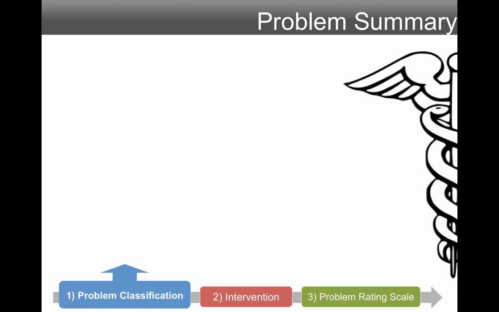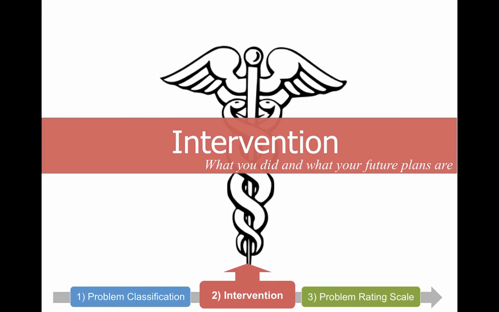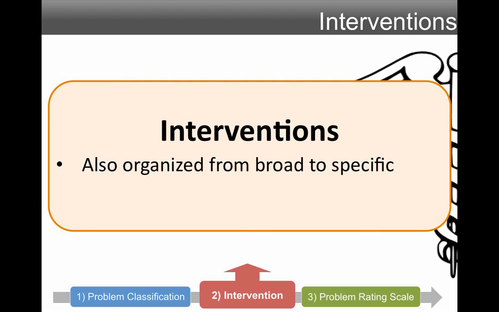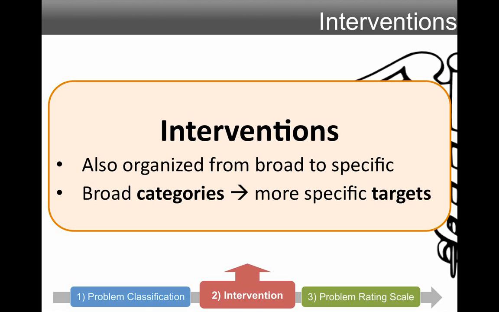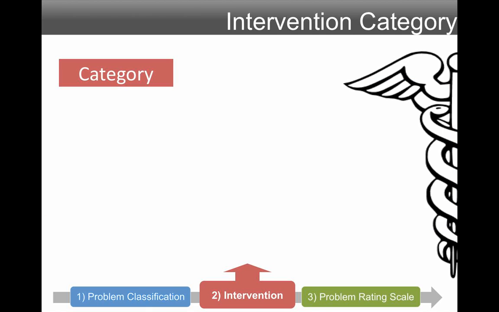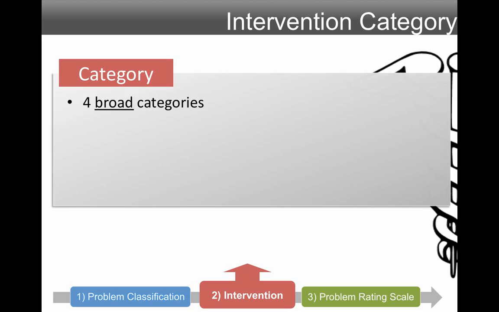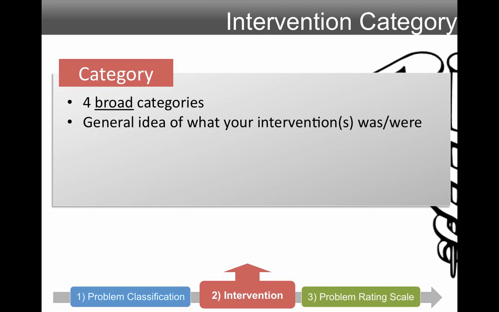And that takes us to step 2, interventions. Interventions are the actions you take to address the problem you just listed. Just like how the problems are organized, the interventions are organized from broad to specific. Broad categories to specific targets. Let's start with categories. Now there are 4 broad categories. These are just a general idea of what your intervention was.